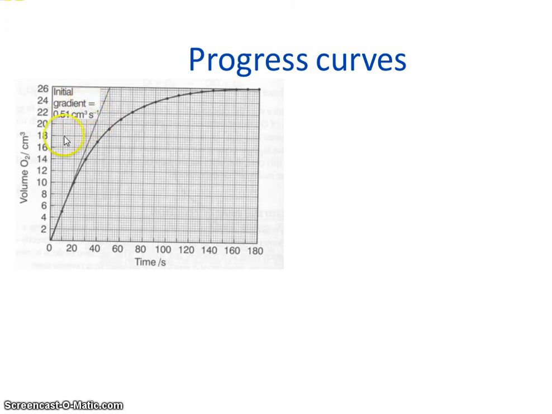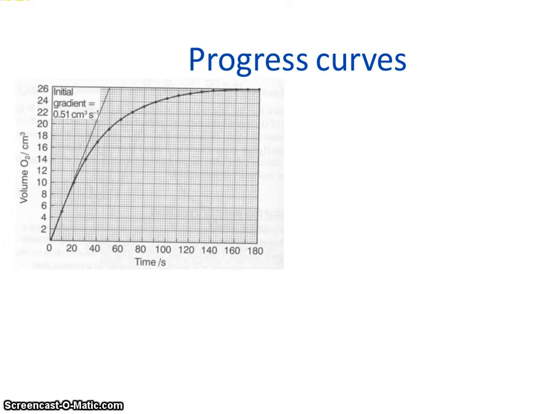Probably in exam questions you'll find that usually they actually make the vertical axis a concentration axis, and therefore your gradient should give you a rate in moles per dm cubed per second. But of course experimental data usually isn't quite that easy.